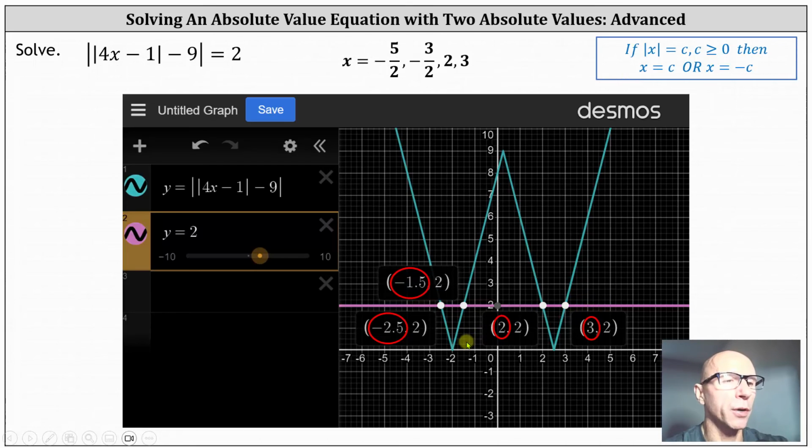The x-coordinates of the points of intersection represent the solutions. Working our way from left to right, we have x equals negative 2.5 or negative 5 halves. We have x equals negative 1.5 or negative 3 halves. We have x equals 2, as well as x equals 3. The graph verifies our solutions are correct.